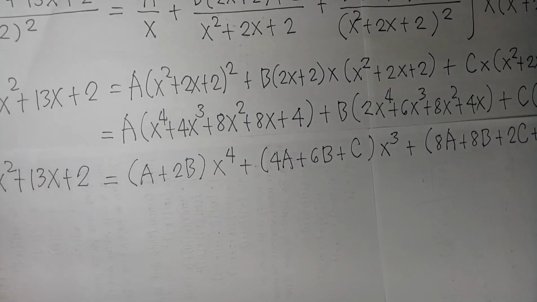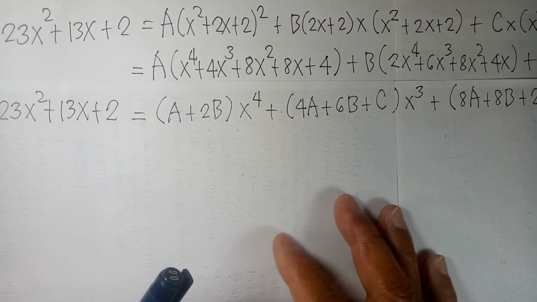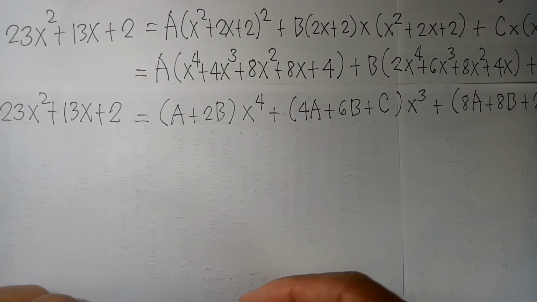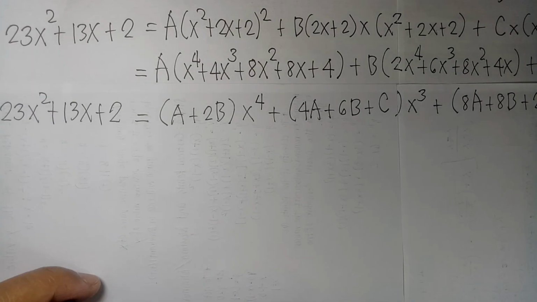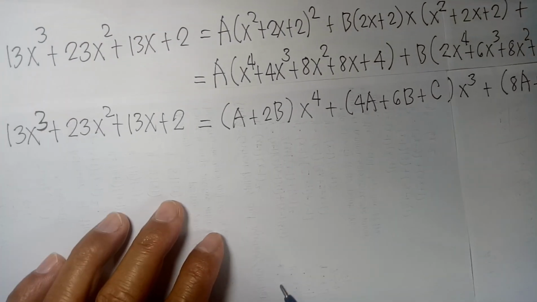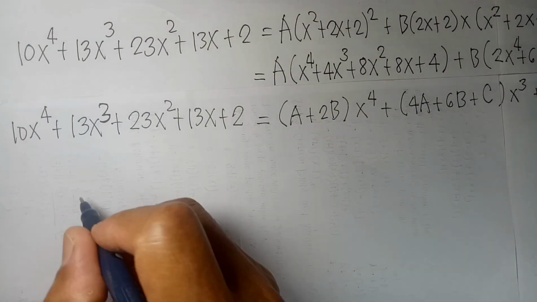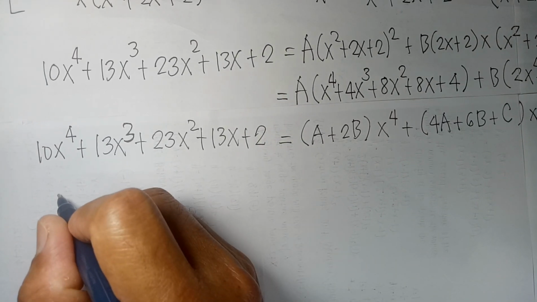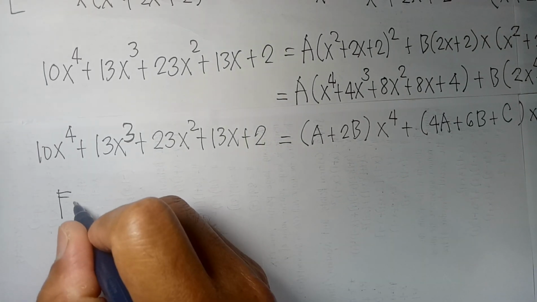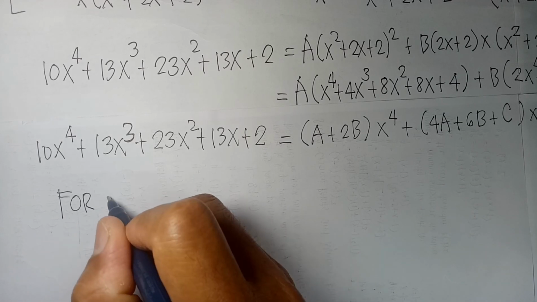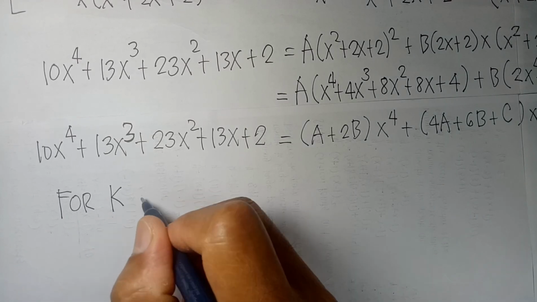Okay, so dito ang gagawin natin ay isosolve natin yung values ng a, b, c, d at saka ng e. So gagamit tayo ng equating coefficients of like powers of x. Okay. So umpisa natin, for the constant.